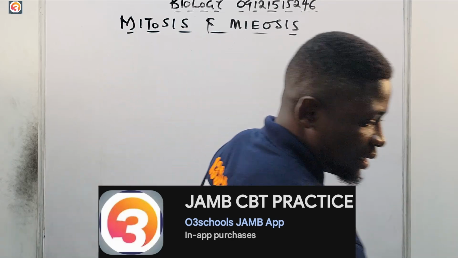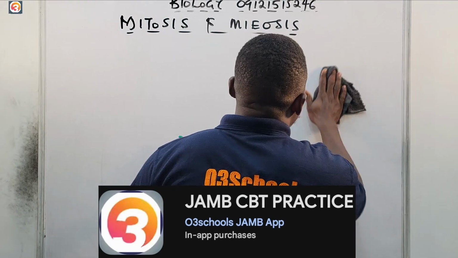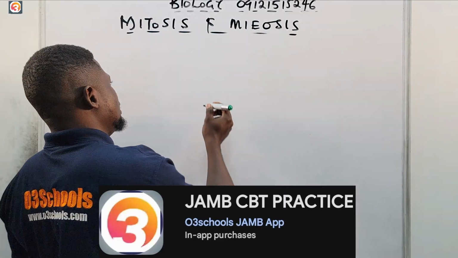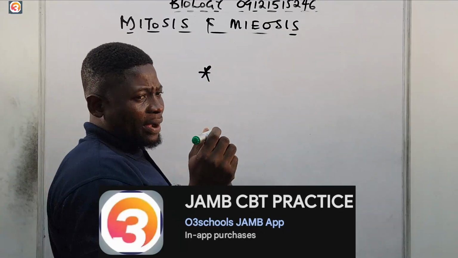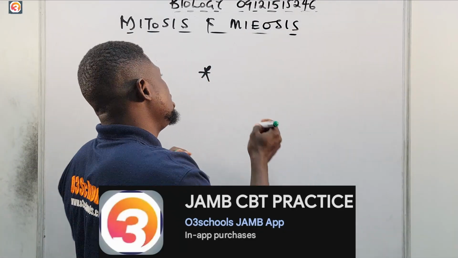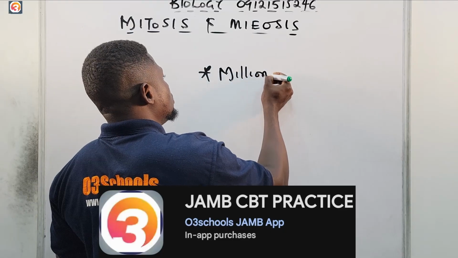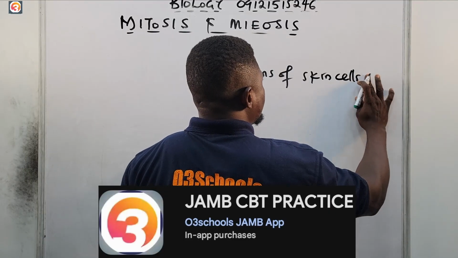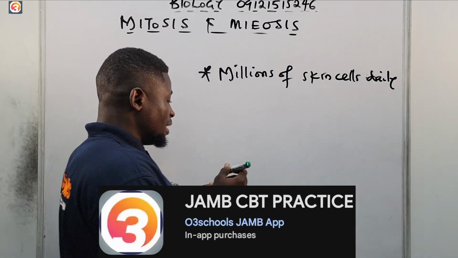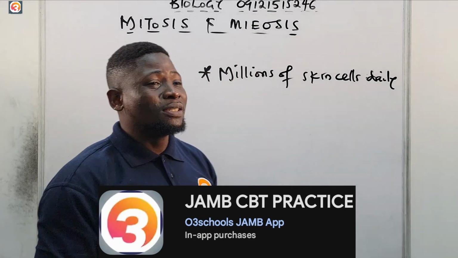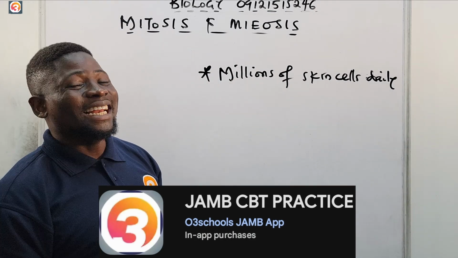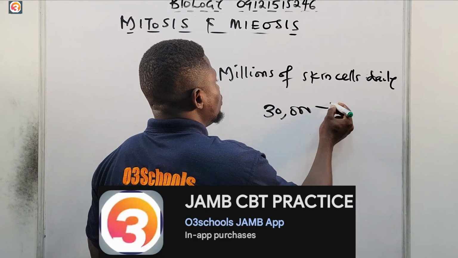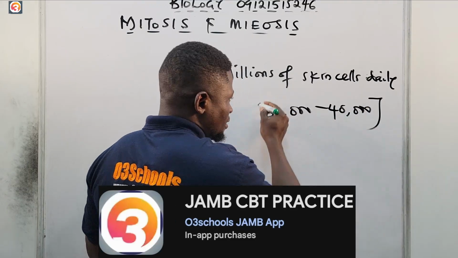So today, let's look at mitosis and meiosis. Now, before we begin, it is good to let you know, number one, 2 points actually. Number one is that in our body, we lose millions of skin cells daily. It is important to know that in our body we lose millions of skin cells on a daily basis. In fact, per minute we lose about 30,000 to 40,000 skin cells. Please just take note of that.